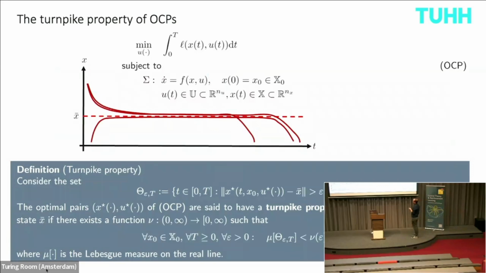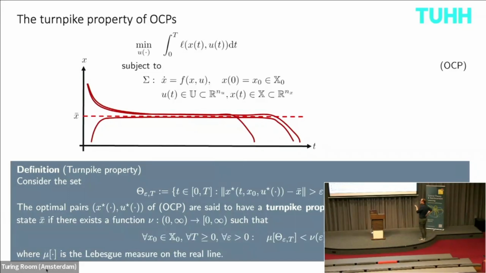Let me decipher this. We look at the following set of times. x star is always an optimal solution; star always indicates optimality for me. And here I take for each point in time the difference of x star to this value x bar, and this difference should be larger than epsilon. I collect in this set the times when x star is further away from x bar than epsilon. So this is the set of points in time when my solution is outside of an epsilon tube. Think of an epsilon tube here, and here my solutions have to be outside of the epsilon tube.